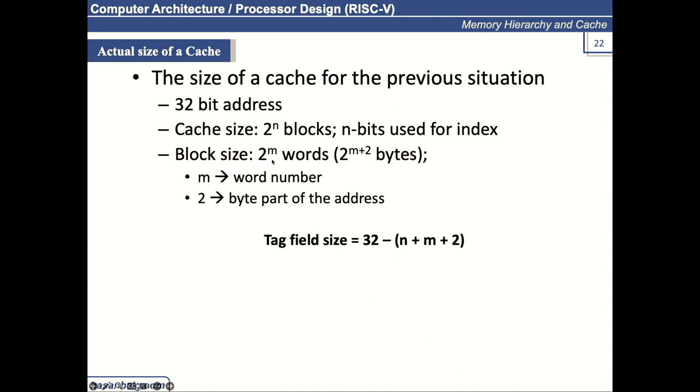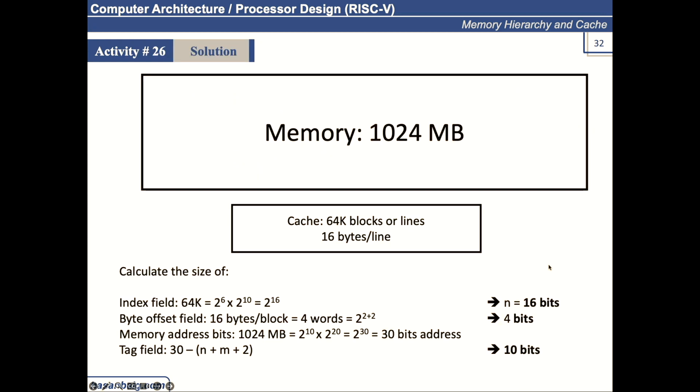So block size 2 to the power m words. In that example, we have 2 to the power 2, which is 4 words, and total number of bytes would be 2 to the power 2 plus 2, okay, which is 16 total number of bytes. So here m is the value 2, and 2 is the byte offset. Okay. All right. So let's proceed ahead.